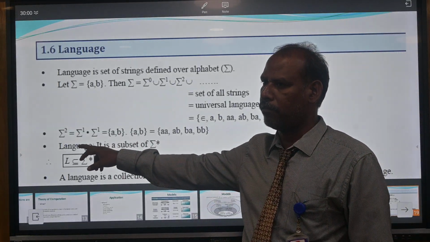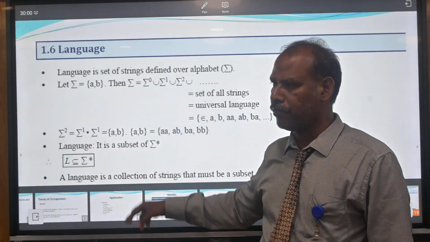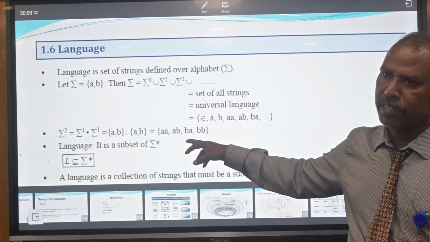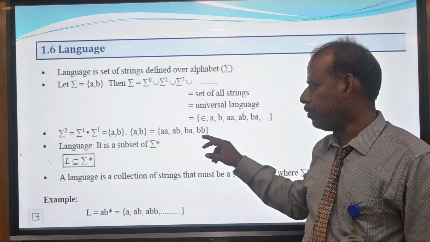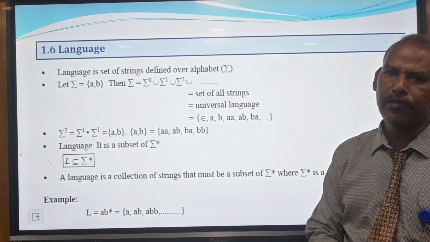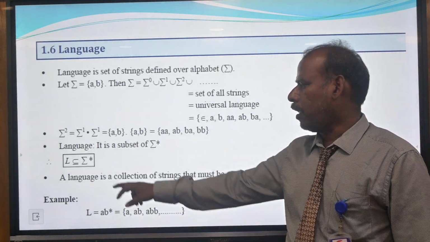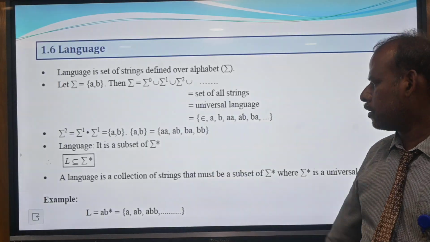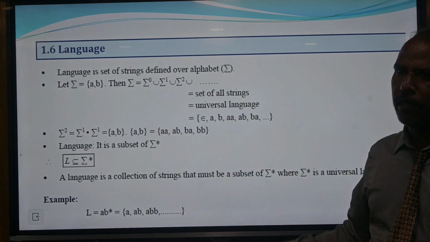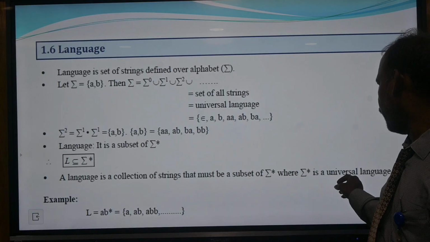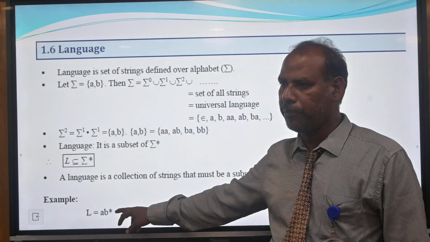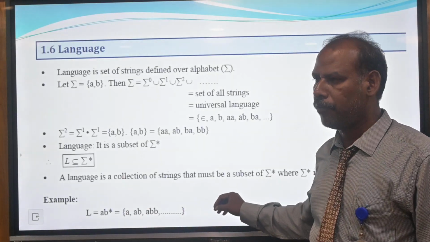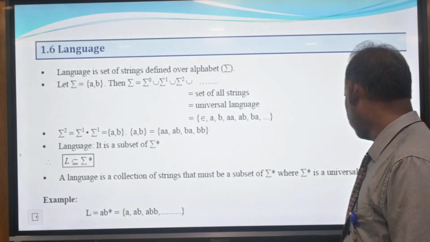Another example is language square, that is language 1 times language 1, using concatenation of {a, b} dot {a, b}. We get the formation of aa, ab, ba, bb and so on. It is a subset of the input closure, that is, L is a subset of the closure of the input alphabet. A language is a collection of strings that must be a subset of the universal language. If L equals {ab}star, we keep producing ab, ab, and so on.